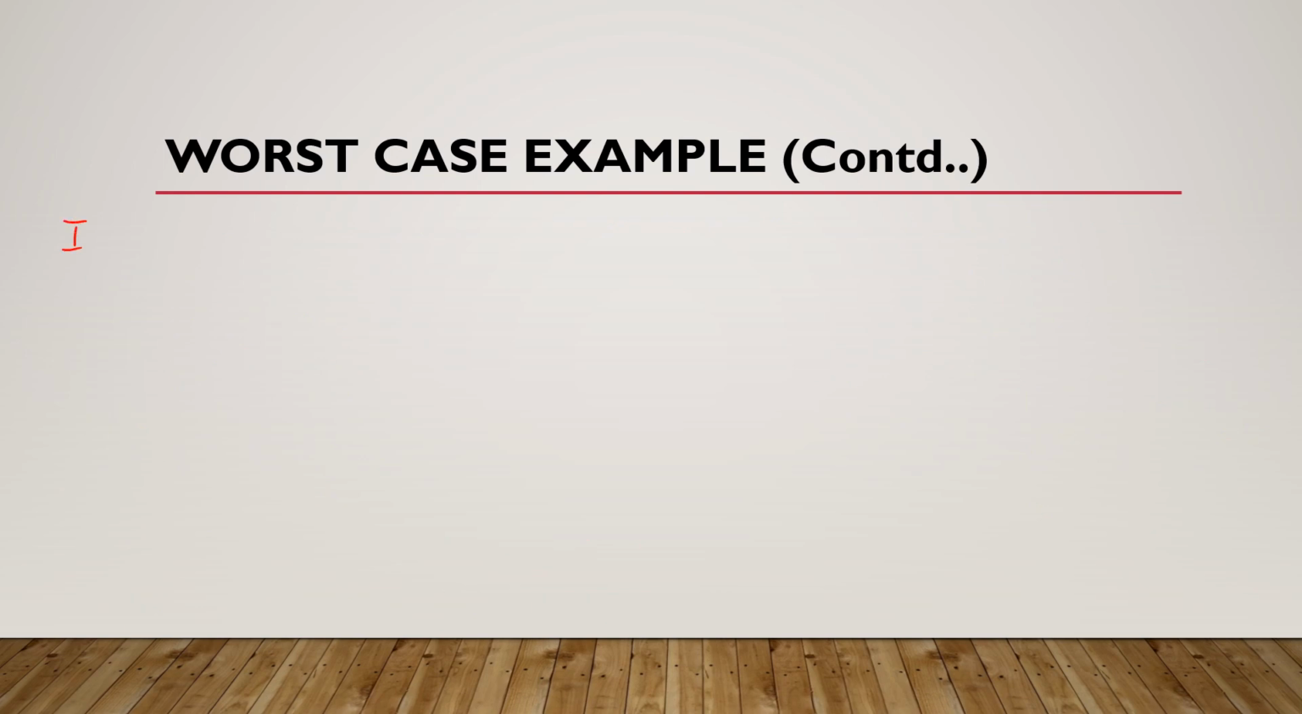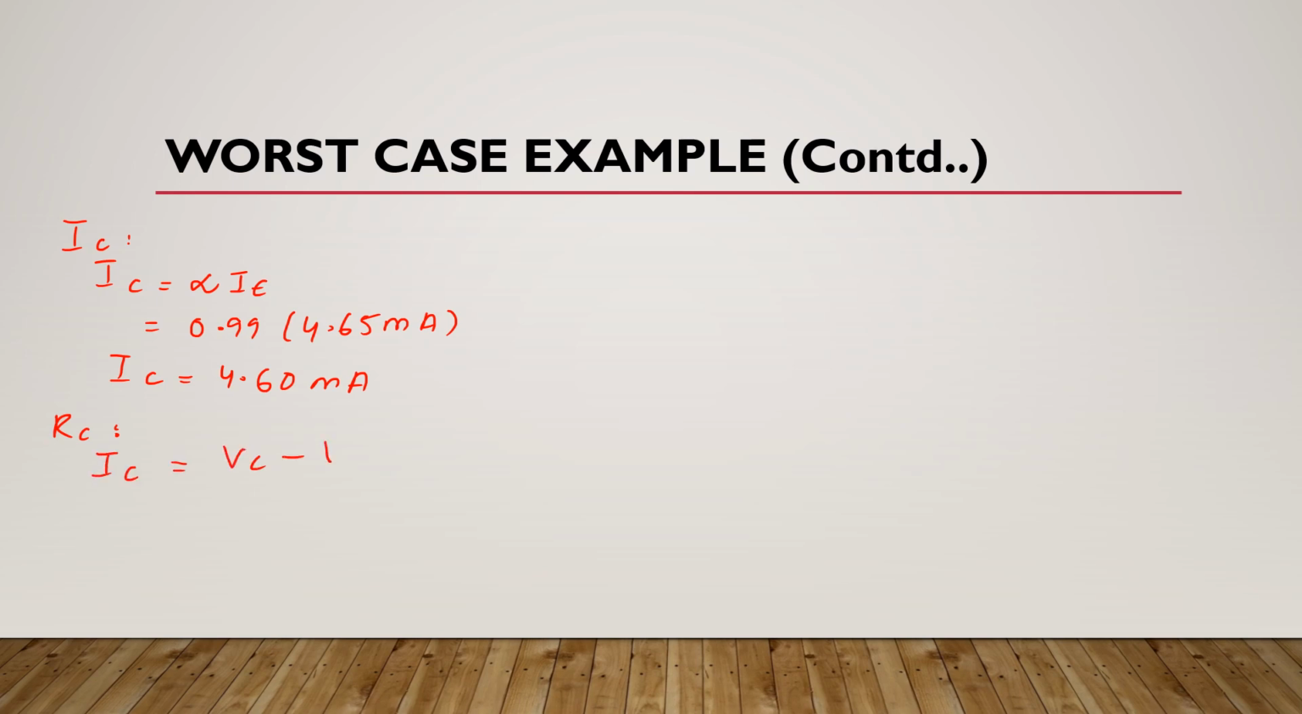Now we will find IC. We know that IC is equal to alpha IE. Here alpha is 0.99 and IE is 4.65 milliamperes. After solving this, you will get IC is equal to 4.60 milliamperes. Now we will find RC, which is unknown here. For this, we will use this equation. IC is equal to VC minus VCC divided by RC, because here we know that the collector terminal is like this, where this VC is at higher potential as compared to this VCC. Here we have RC and this is the direction of IC.